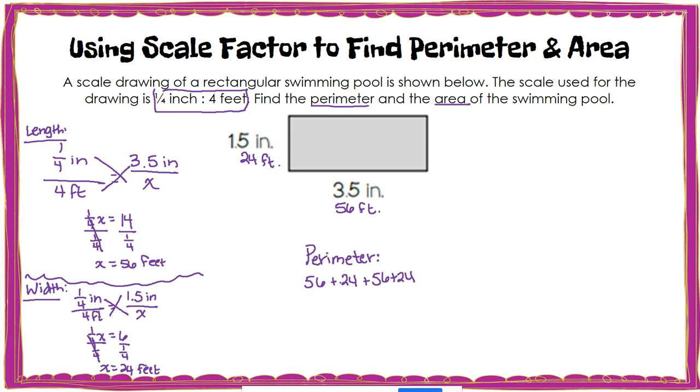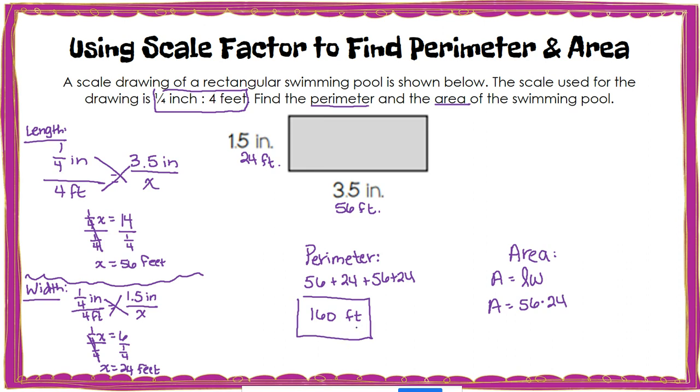When I add 56 plus 24 plus 56 plus 24, I get a perimeter of 160 feet. That means that the distance around the swimming pool is 160 feet. Now let's find the area. Since this is a rectangle, I know that to find area, all I need to do is multiply length times width, or base times height. In this case, I'm multiplying 56 times 24.